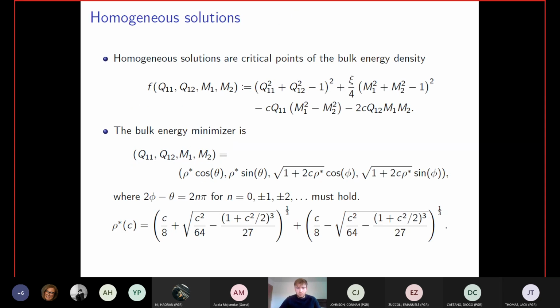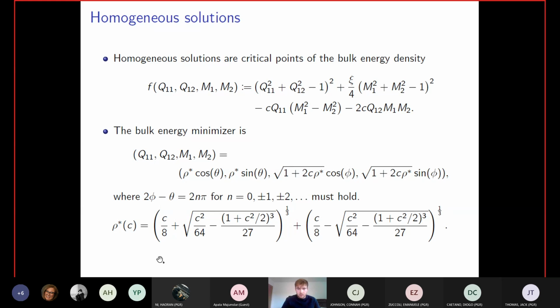So to begin with, what are homogeneous solutions? Well, they are spatially constant solutions which don't satisfy the applied boundary conditions. So they're solutions of those Euler-Lagrange equations without the derivative terms, and so they are critical points of the bulk energy density, which I've stated here. We can compute the bulk energy minimizers, and they're given by the following expression here. What's interesting is we note that we get this alignment condition on the magnetization vector angle phi and the director angle theta, that this difference must be some even multiple of pi.